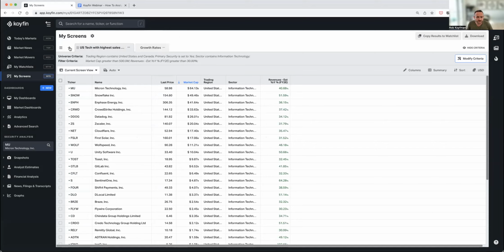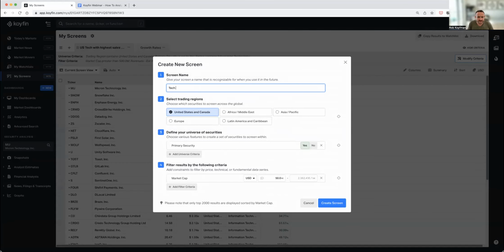So let me create a new screen looking for tech. Let's see, high growth tech with positive technicals. What I'm going to do is start with the United States and Canada, because that's what I want my universe to be. I want only the primary securities and not secondary securities. Typically, you want to leave this on. I get to select my universe.